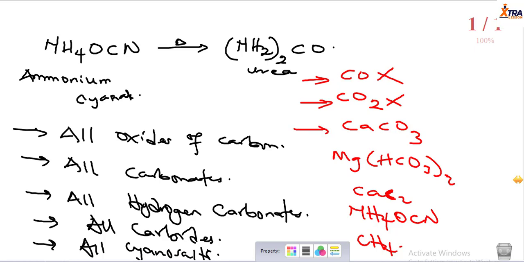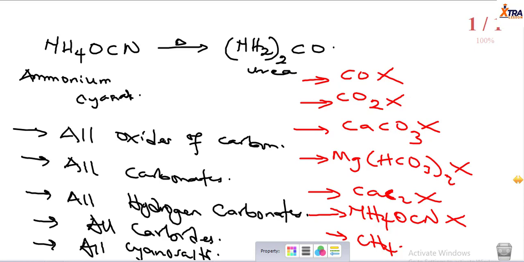This is calcium trioxocarbonate(IV). It is a carbonate, and being a carbonate makes it inorganic. This one is magnesium hydrogen trioxocarbonate(IV). It is a hydrogen carbonate, making it inorganic. This one is calcium carbide. It is a carbide, making it inorganic. This one is what Friedrich Wöhler used in the synthesis of urea. It is called ammonium cyanate. It is a cyanosalt, making it also inorganic.